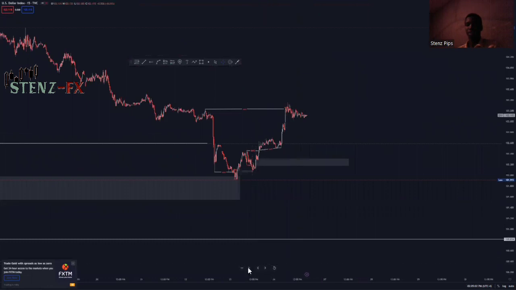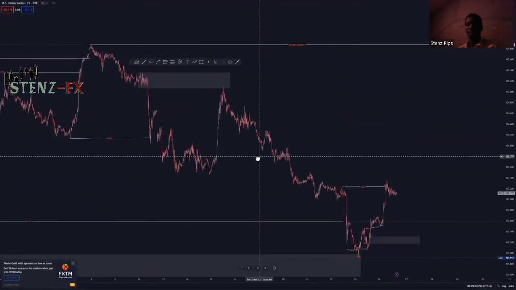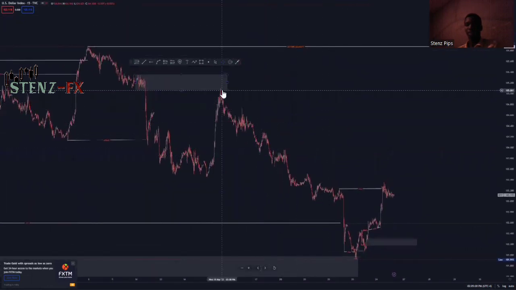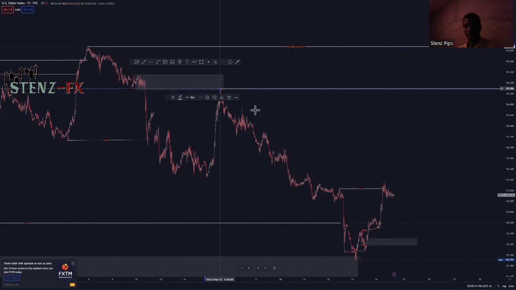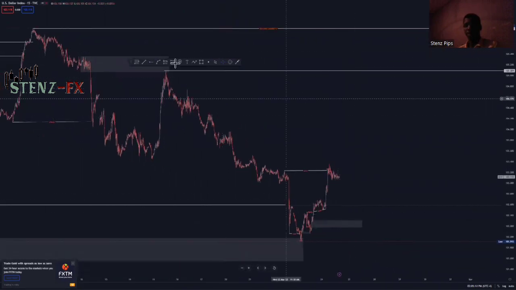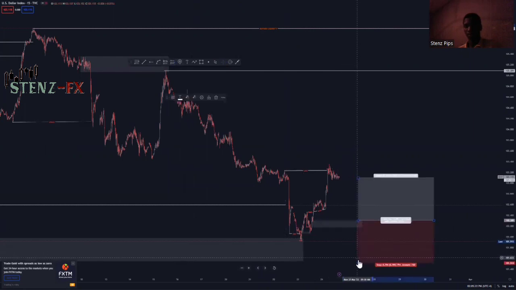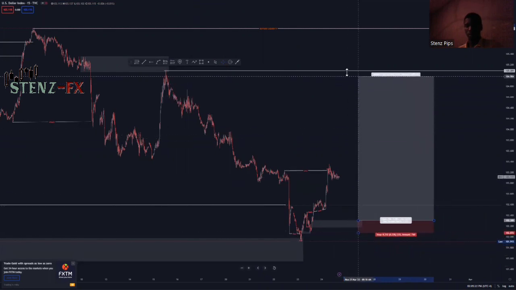DXY coming in here. Give me, so maybe this high here. Yeah, and for this side.